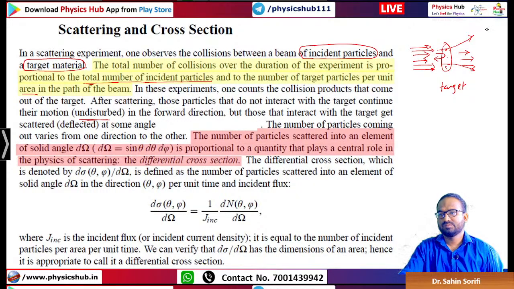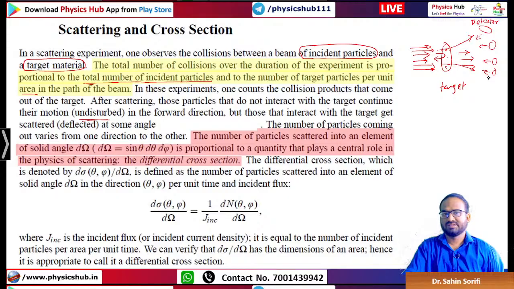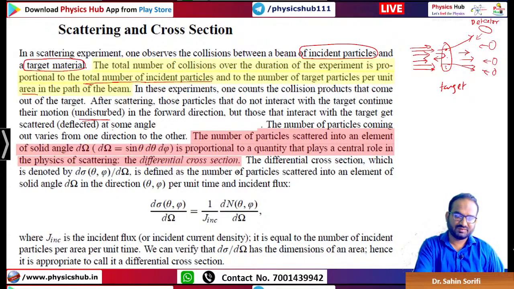So if you place a detector which will count the number of particles scattered, and you place this detector at different angles, it will count different numbers of particles. Now in this context, we define the differential scattering cross section.